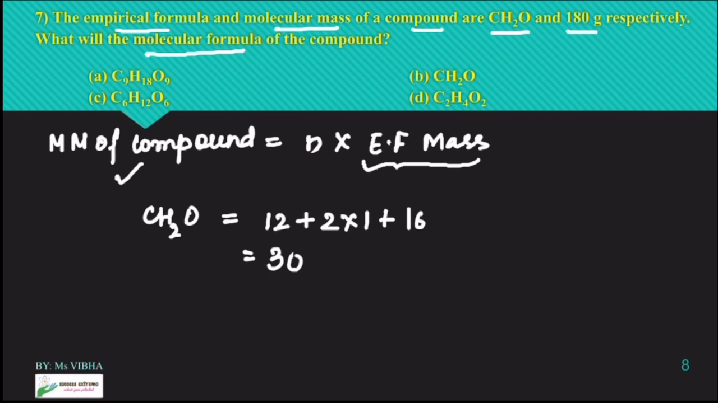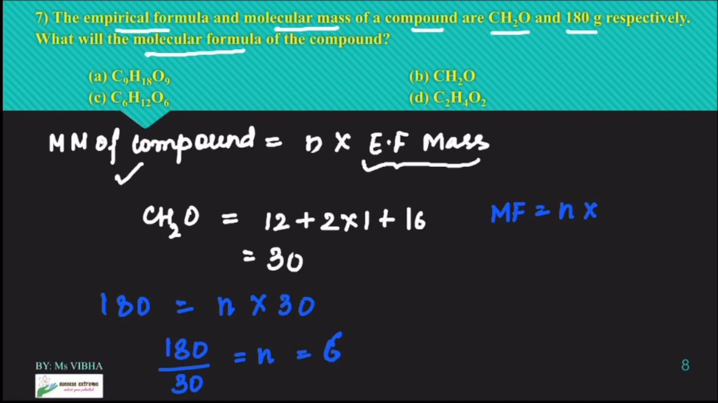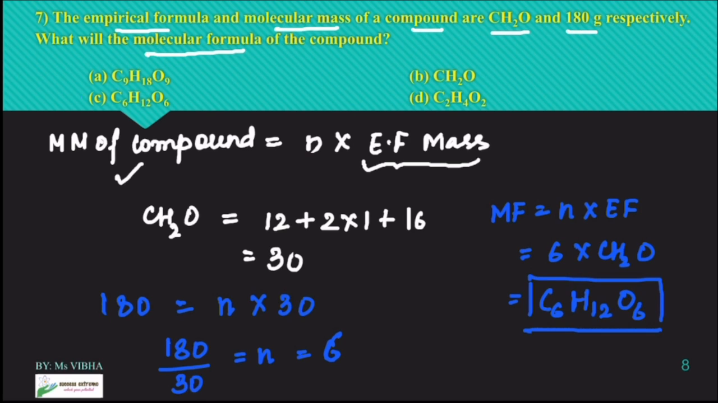Now, putting everything in the relationship, we have molecular mass as 180, which is n factor into 30. So n factor comes out to be 6. Once we get the n factor, we can calculate the molecular formula. Molecular formula is equal to n factor into empirical formula, that is 6 into CH2O, which is nothing but C6H12O6. So this is the answer, which is option number C.